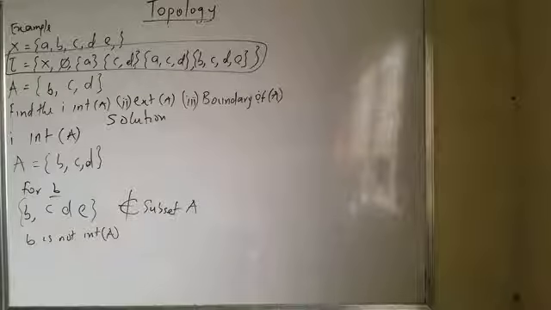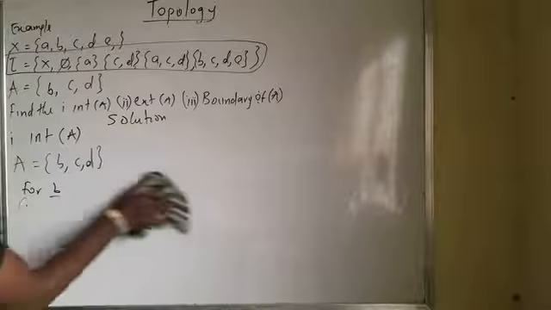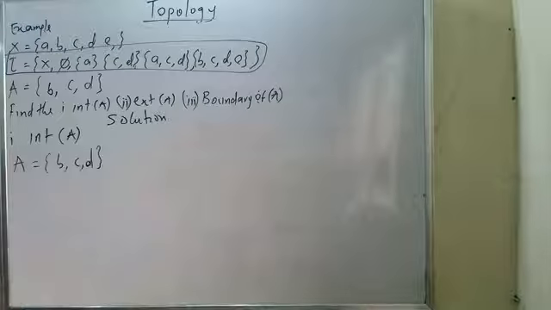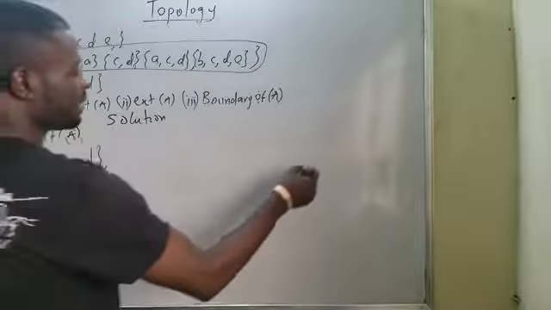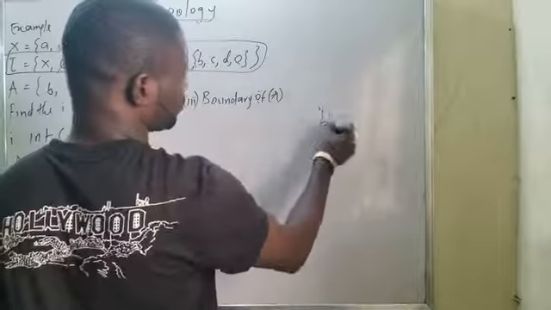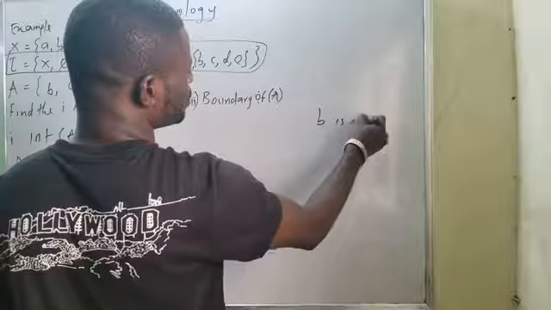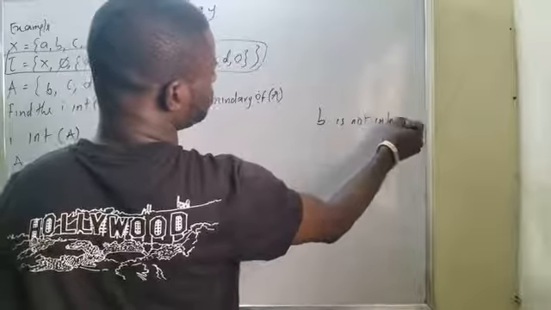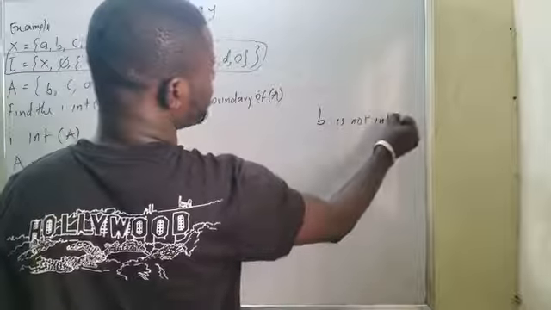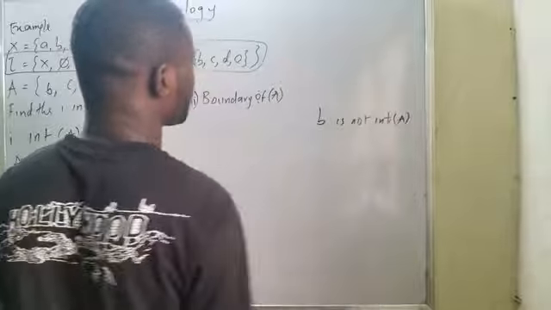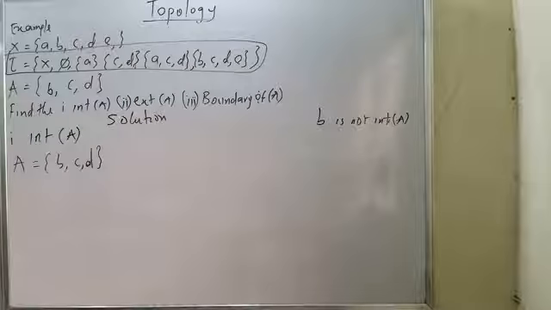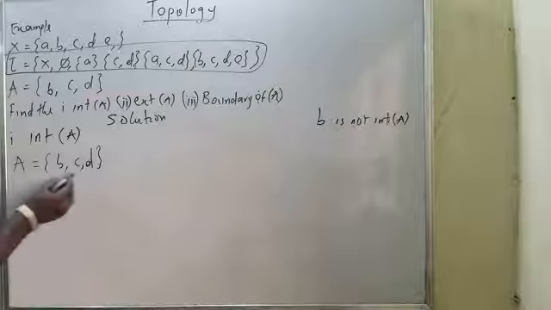Now taking B with what I've said, B is not interior. I will now write here: B is not interior of A. I will go and take the next one in that A, which will be C this time around. Now this is C.